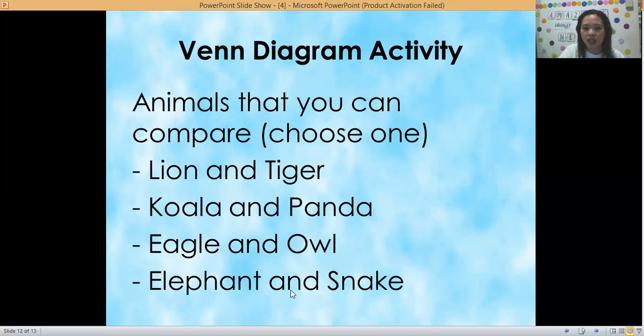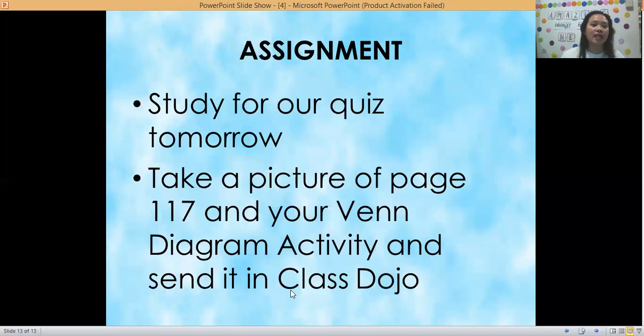So, for your assignment, study for our quiz tomorrow and take a picture of page 117 and your Venn diagram activity and send it in Class Dojo.